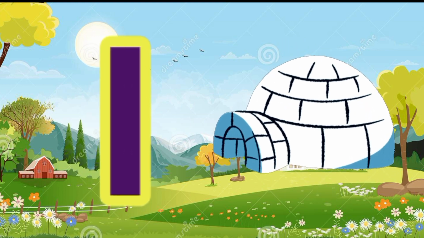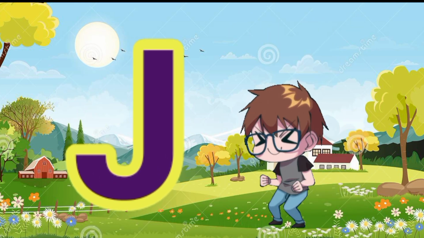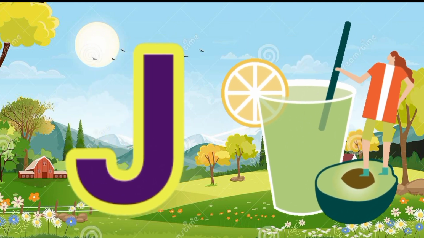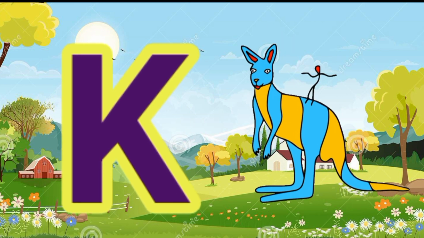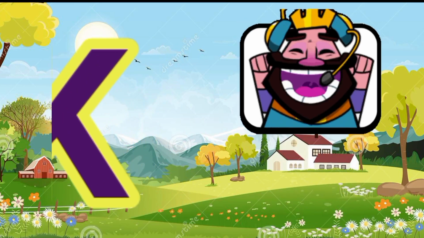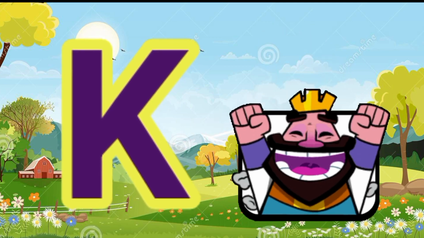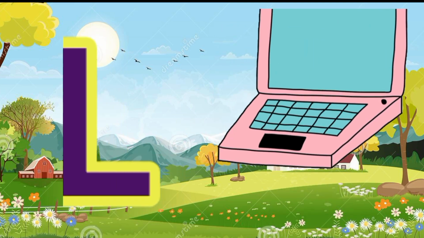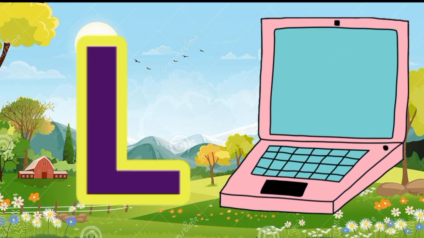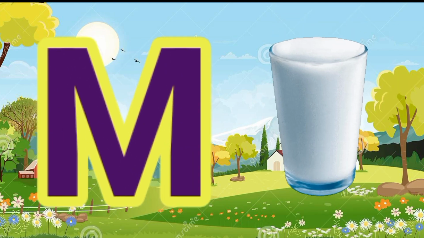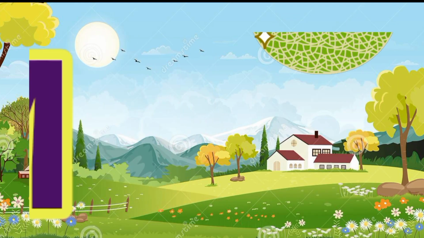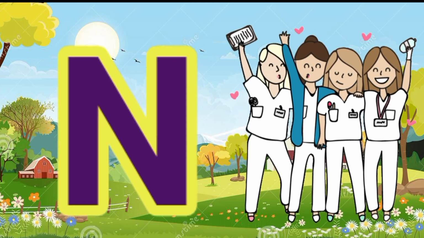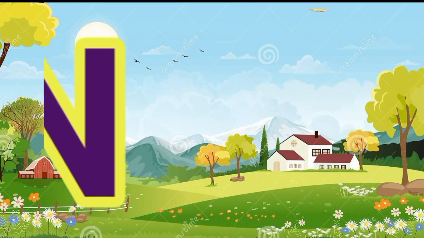I for igloo. J for jump. J for juice. K for kangaroo. K for king. L for lady. L for laptop. M for milk. M for melon. N for nurse. N for nest.